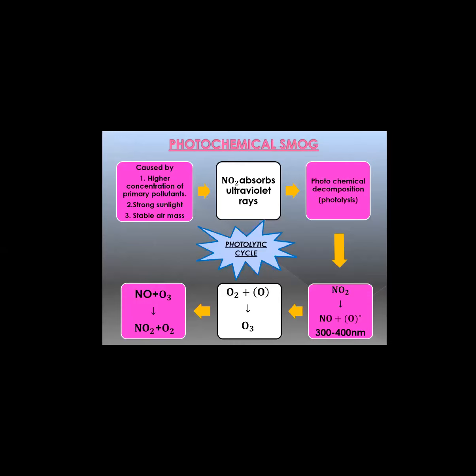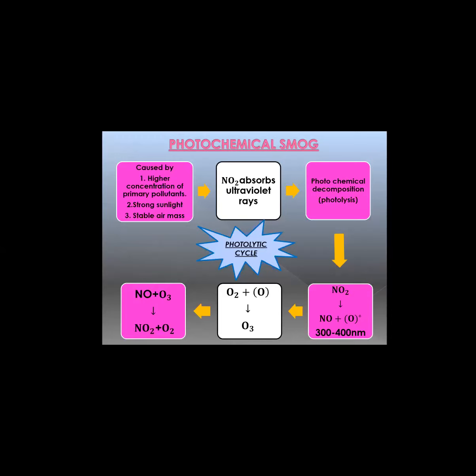Now, how exactly does this entire process take place? Nitrogen dioxide absorbs the ultraviolet rays, that is the UV rays, and it results in photochemical decomposition. That's what we call photolysis. So you can see the reaction. NO2 breaks down into NO plus nascent oxygen. This nascent oxygen is unstable, and hence it has a higher amount of energy. Now, this reaction takes place at a wavelength range of around 300 to 400 nanometers, because that is the wavelength region of ultraviolet rays.